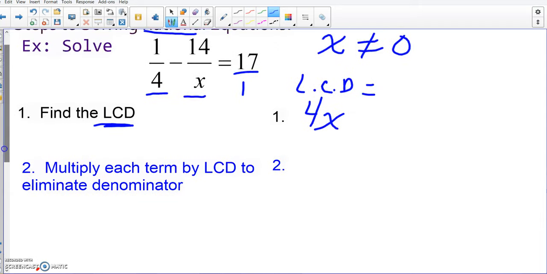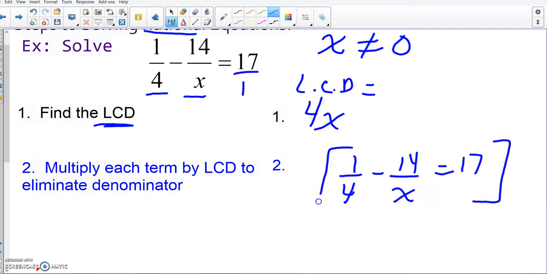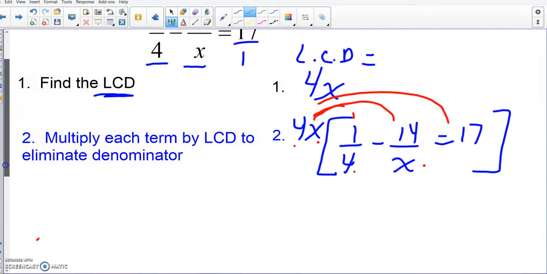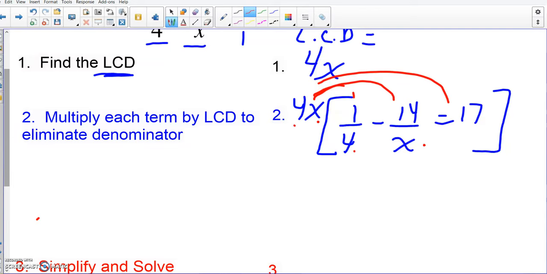Step 2, we want to multiply each term by the least common denominator. Let me show you what I mean by that. If I write down the original equation, we want to multiply the whole thing by the least common denominator. And some of you might see why. If we distributed the 4x to every single term, some of you might see that the 4's would cross out in the first situation, and the x's would cross out in the second situation, creating no denominators at all. For the visual learners, I'm going to go through all of it anyway, because it's good for notes.